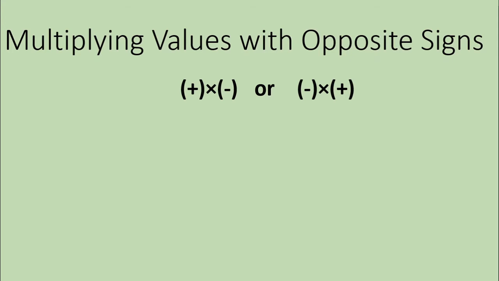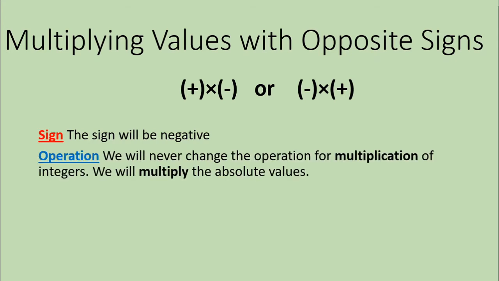What about when the signs are opposite? A positive times a negative or a negative times a positive? When the signs are opposite, our answer will be negative. So now that we know the sign of our answer, we can just go ahead and multiply our absolute values together.